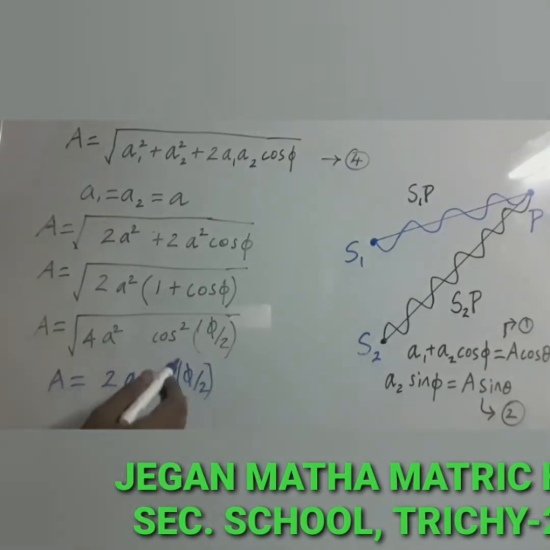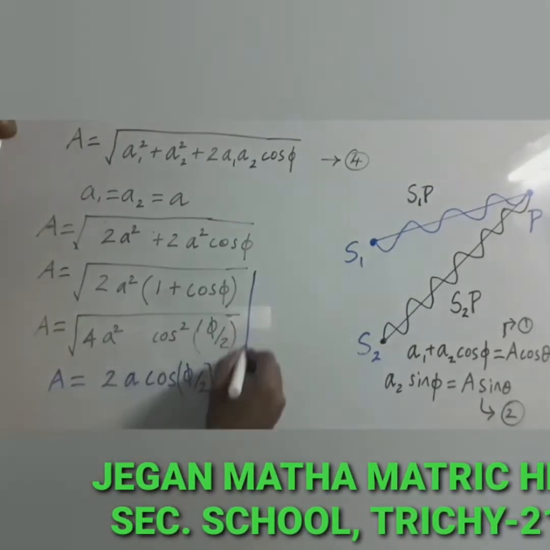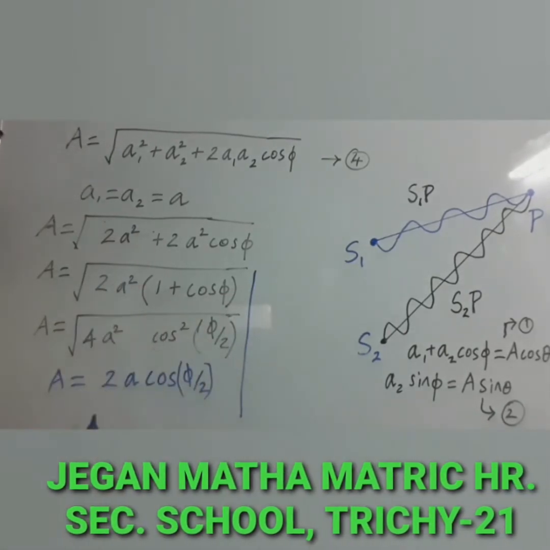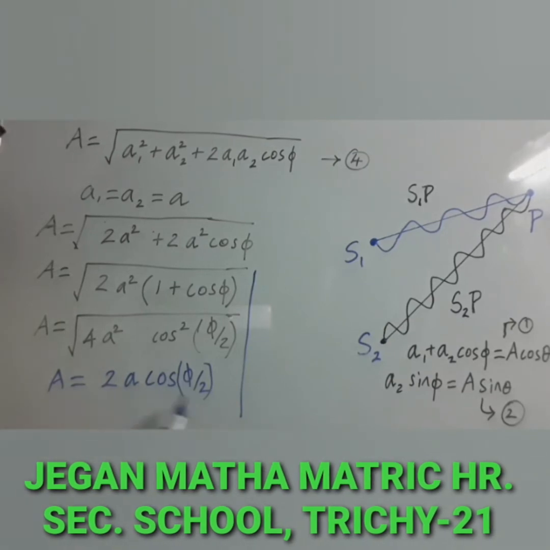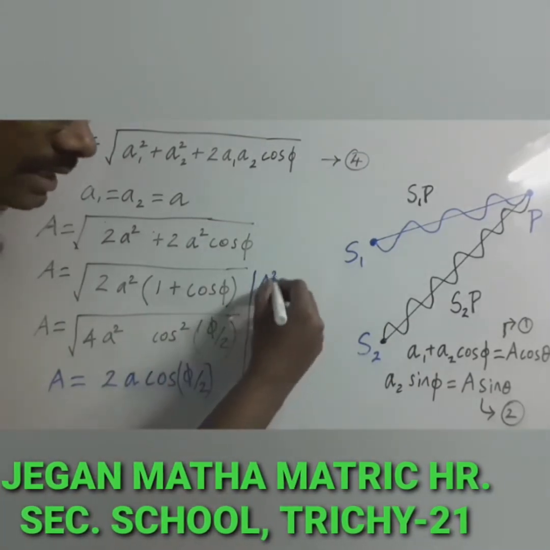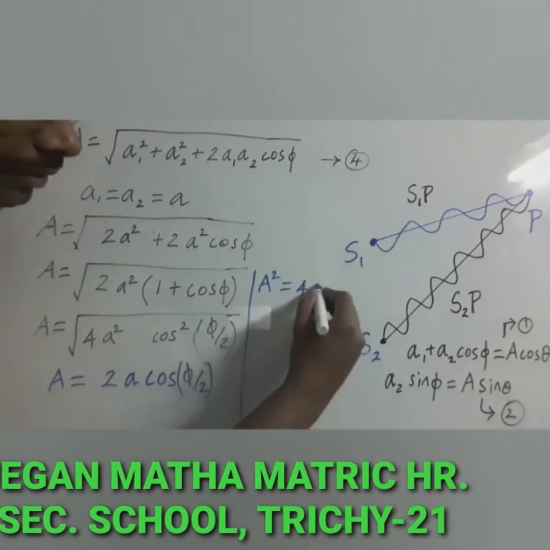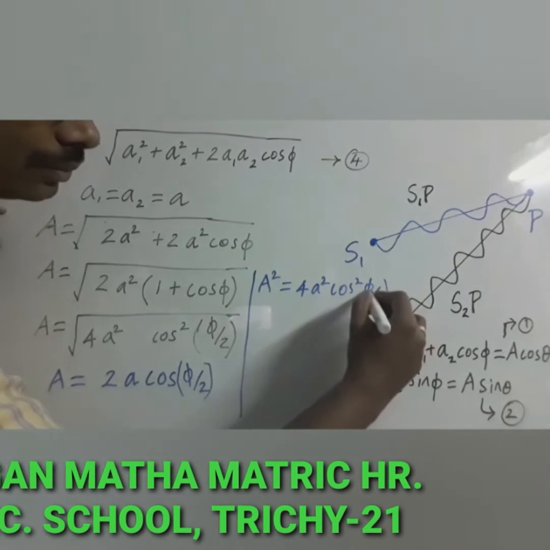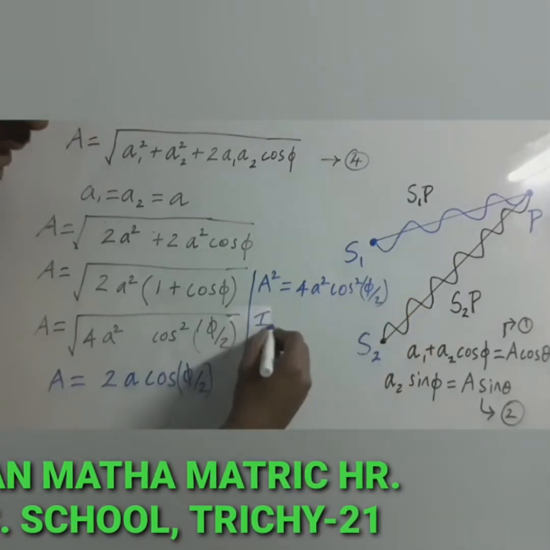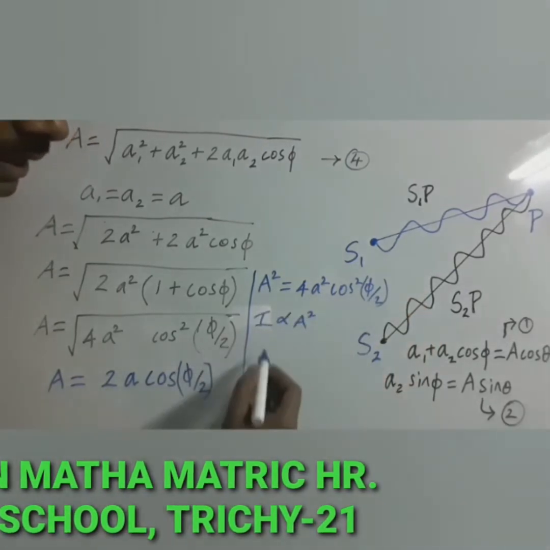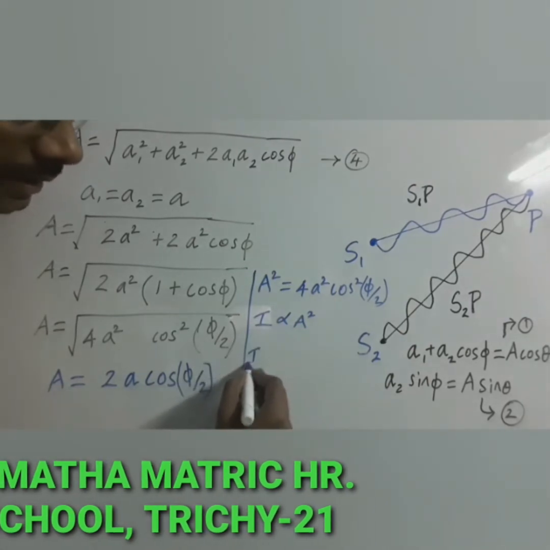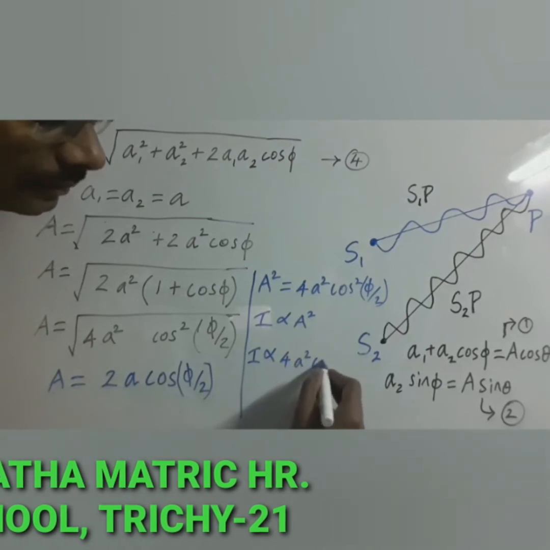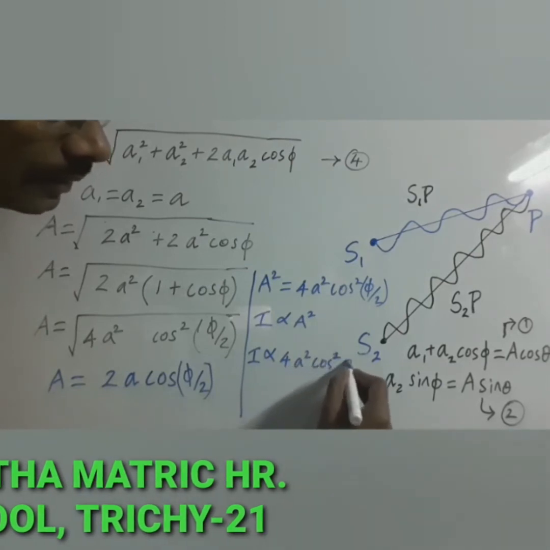Can we replace this equation with the intensity? For that we need the A square. Since intensity is directly proportional to A square, here you have to take the square on both sides. So what will be the expression? A square is equal to 4a square cos square phi by 2. Since intensity is directly proportional to amplitude square, as per this relation we can write intensity is directly proportional to 4a square cos square phi by 2.